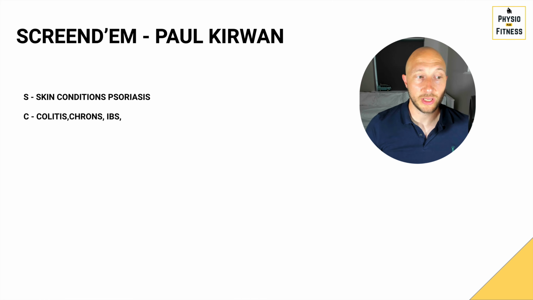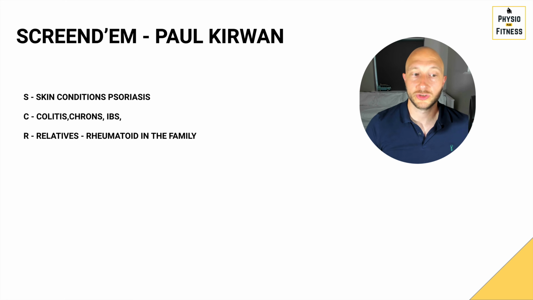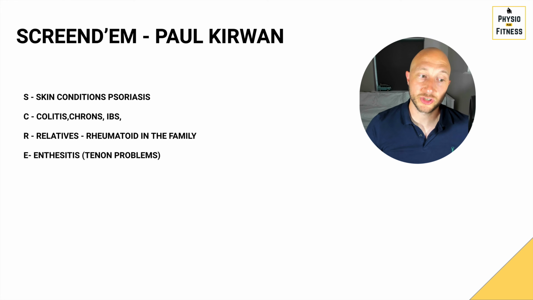The first C would be colitis, Crohn's and IBS. So if the patient has a history of these or if they've got close familial links with that, and that relates to the next one, which is R for relatives. So if there's rheumatology conditions within the immediate family, that would be a flag that something could be going on. Whether they've had any enthesitis, so tendon problems, if they've had Achilles tendinopathy or patellar tendinopathy, particularly if they've got bilateral problems, and also if they have not been responding to treatment, that would be a really important thing to think about.